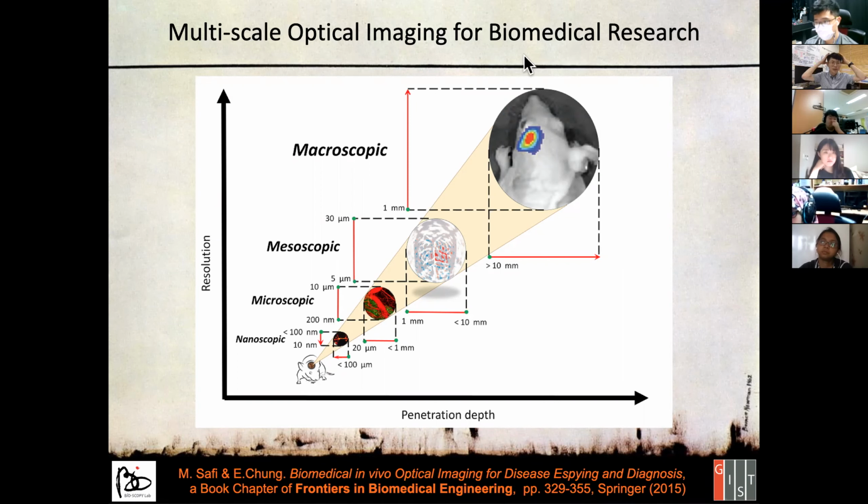Okay, let me start with multi-scale optical imaging in biomedical research. We are interested in the brain and nervous system. When we use, let's say, a mouse brain, it is about 10 millimeter scale, and this axis is penetration depth by using light. You know, light cannot penetrate our body very well. That's why you cannot see me transparent, okay? While the y-axis is resolution. So when we want to go deeper, unfortunately, our resolution is poor.